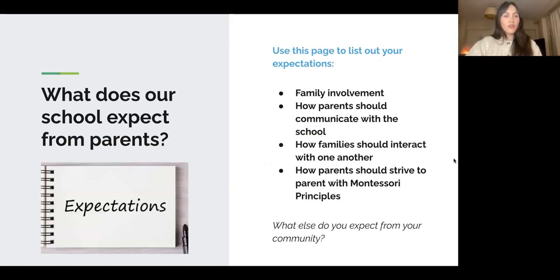So you can start out with a little section about what our school expects from parents. So what are our expectations of the families that we choose to work with? You can talk about family involvement, how parents should communicate with the school. So if you have open office hours, if you have a contact number, you can say, we don't really like parents contacting teachers on their personal time, or maybe you have a certain rule about it. You can explain all of these things in this section. Again, every school is unique.